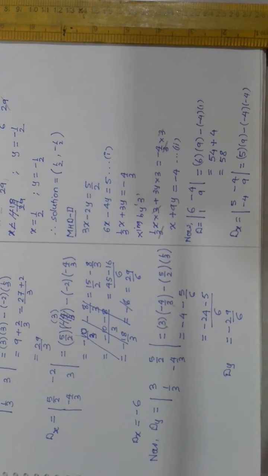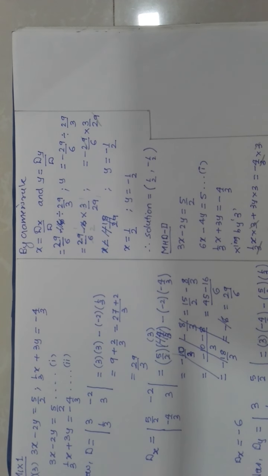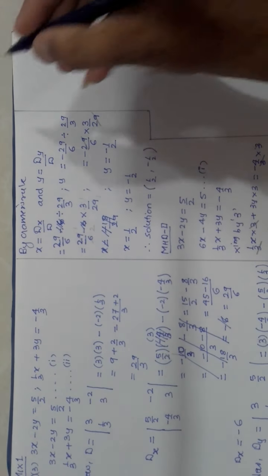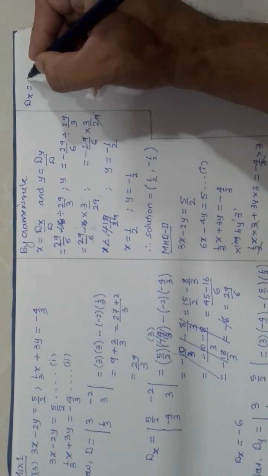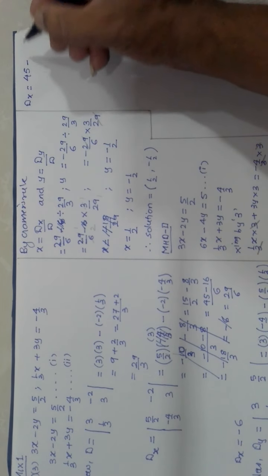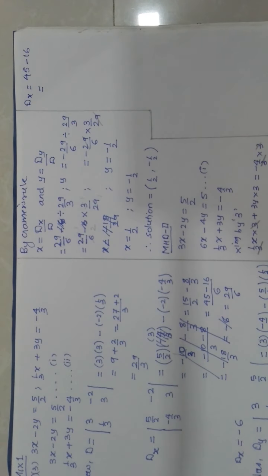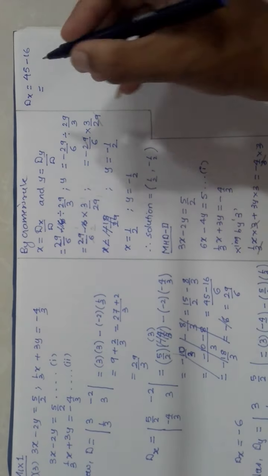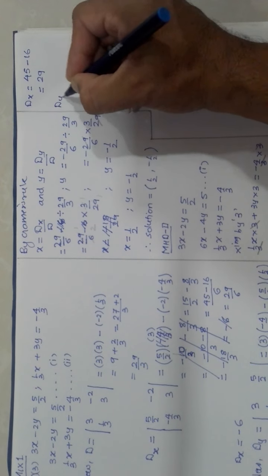So we get here 5 9s are 45, which you cannot see here, that is the value of dx. 5 9s are 45, the minus sign remains, 4 4s are 16, so the total becomes 45 minus 16, 29. Now we will find dy.